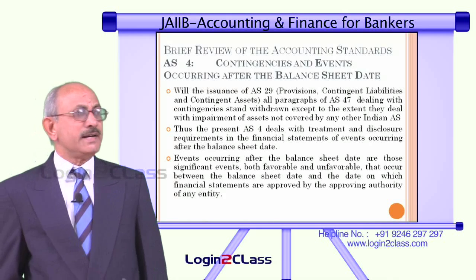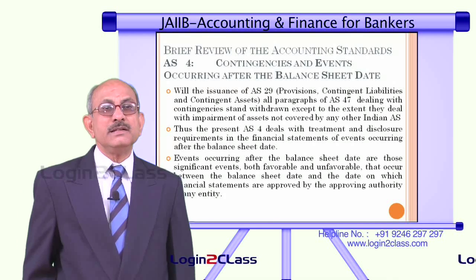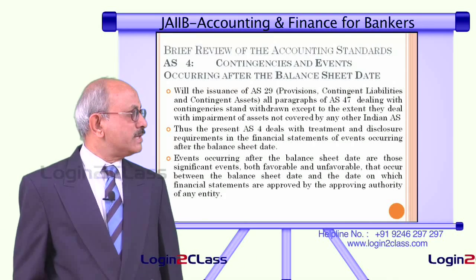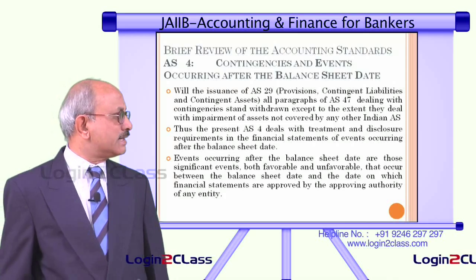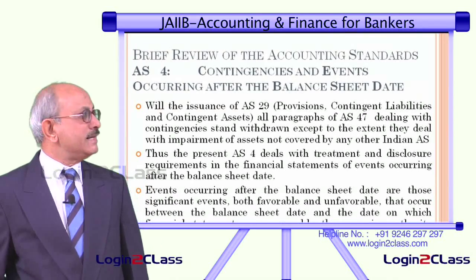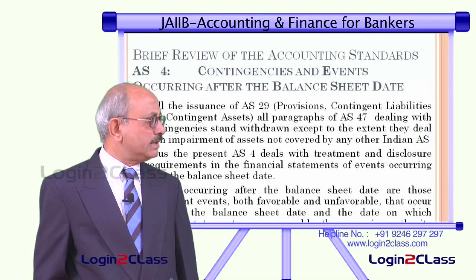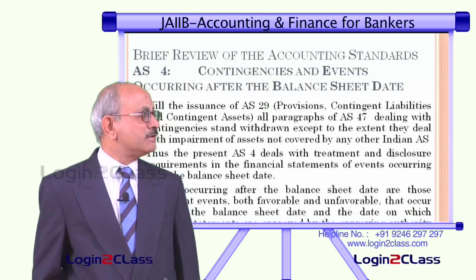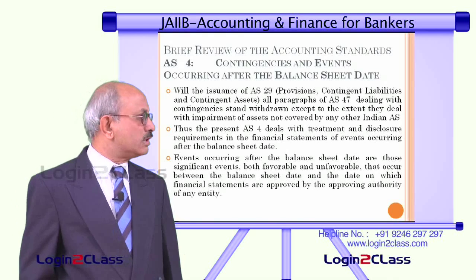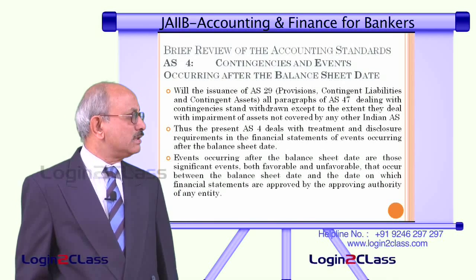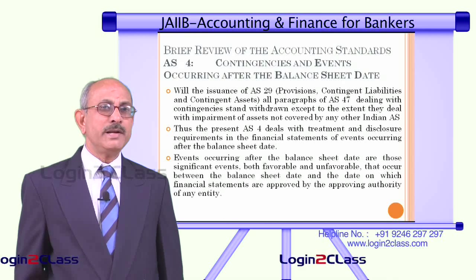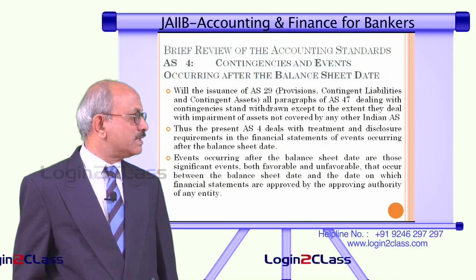So, to start with, regarding contingencies, the Institute has issued another accounting standard known as AS 29, called Provisions, Contingent Liabilities and Contingent Assets. Therefore, anything contained in this accounting standard 4 in relation to contingencies has been withdrawn. The present accounting standard 4 deals only with the treatment and disclosure of events occurring after the balance sheet date.